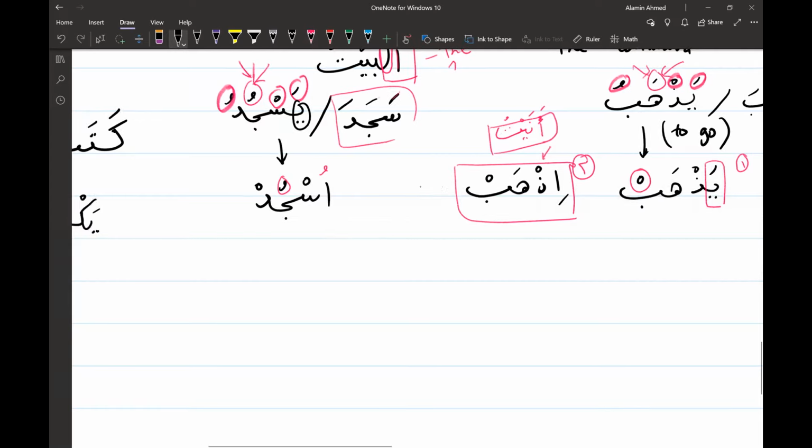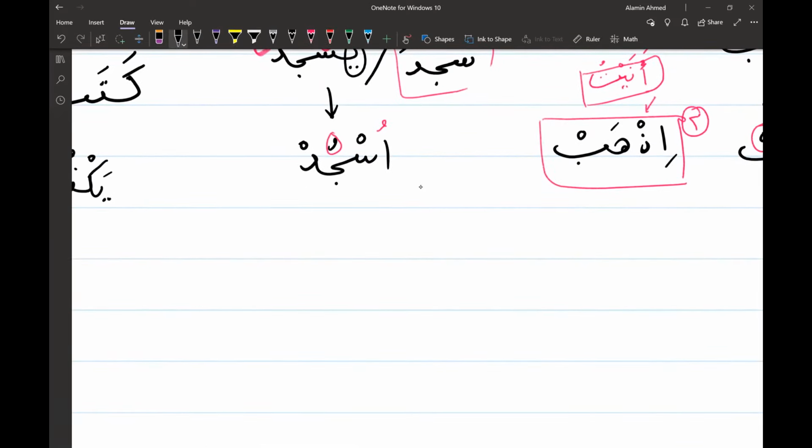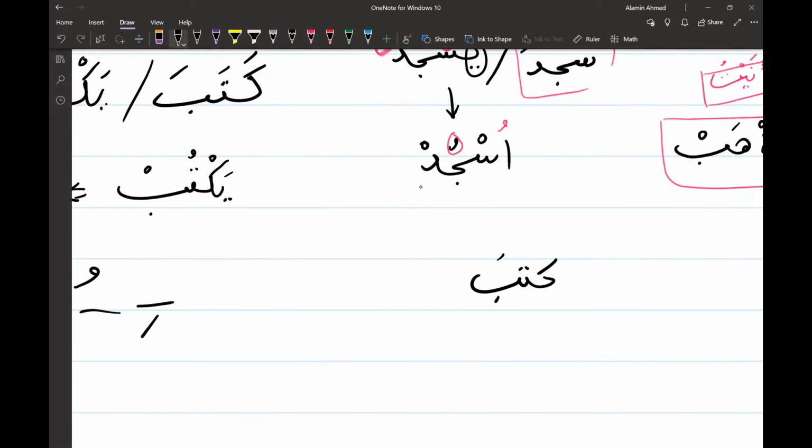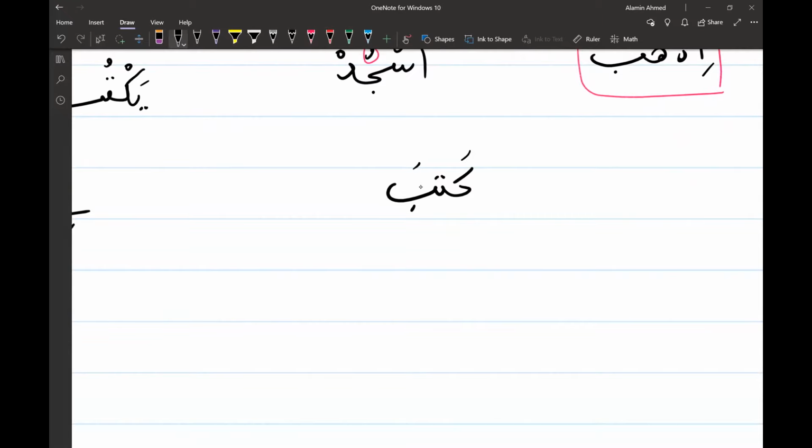So I'm going to quickly give you something and see if you can figure it out. Kataba, and I want you to make it into a command verb. What do you have to know? You have to know the situation of the middle haraka in the present tense verb. Okay, so you have to know the present tense verb. Yaktubu. You're close, but not quite.